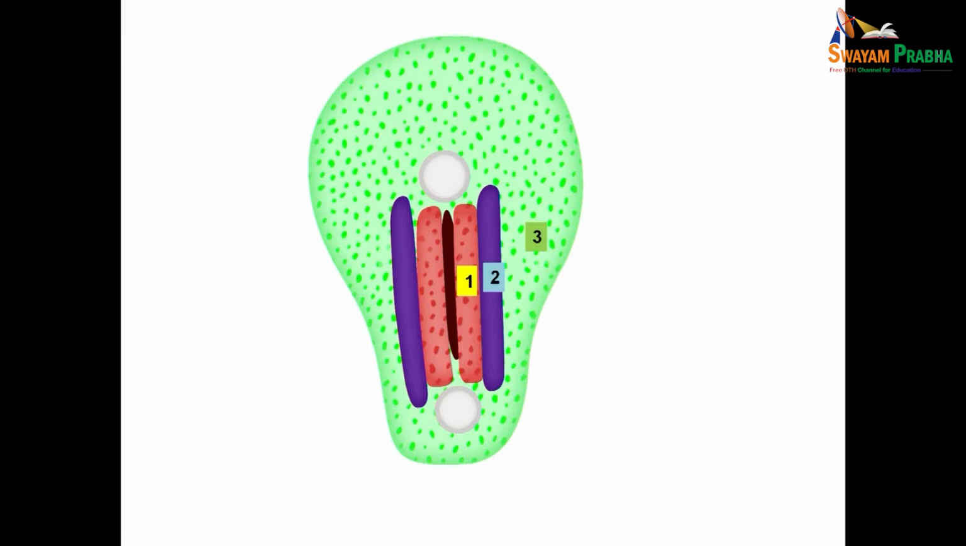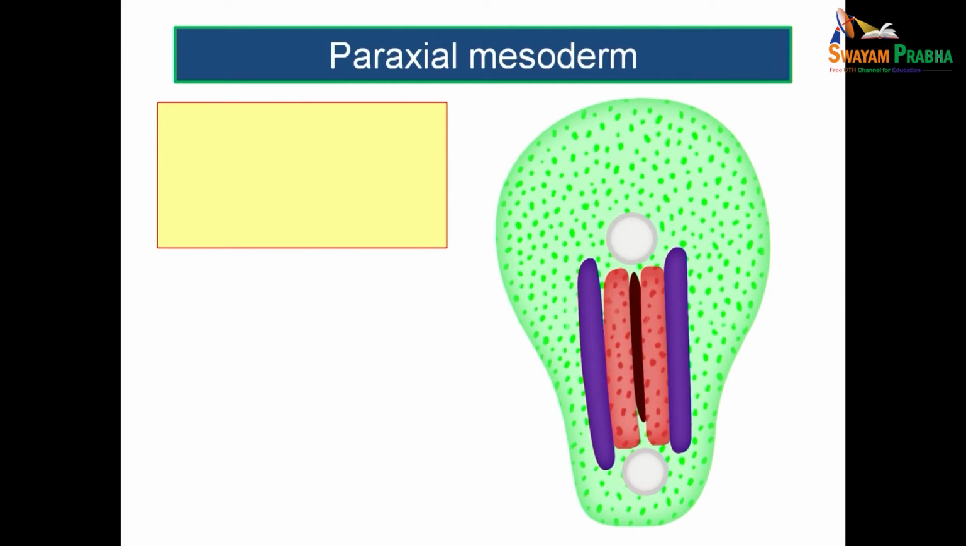So, these are the 3 different types of mesoderm you get from the intraembryonic mesoderm. Now, let us see what are the features of each mesoderm in particular. First one is paraxial mesoderm.